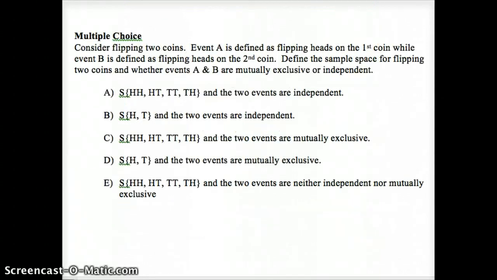So what I'd like you to do right now is consider flipping 2 coins. We just talked about 1 coin. Event A is flipping heads on the first coin, while event B is flipping heads on the second coin. Define the sample space for flipping 2 coins, and then describe whether events A and B are mutually exclusive or independent.